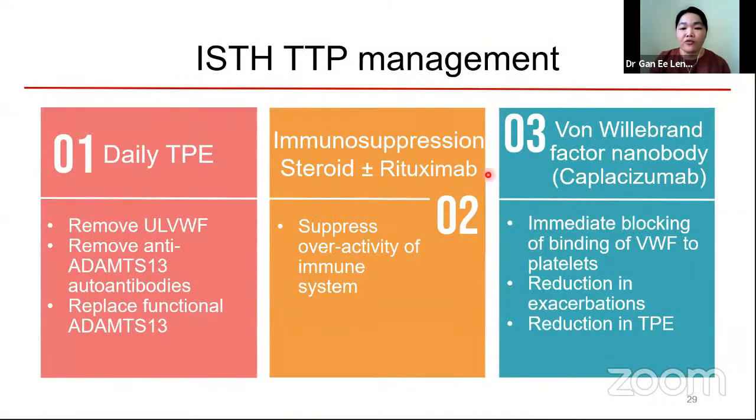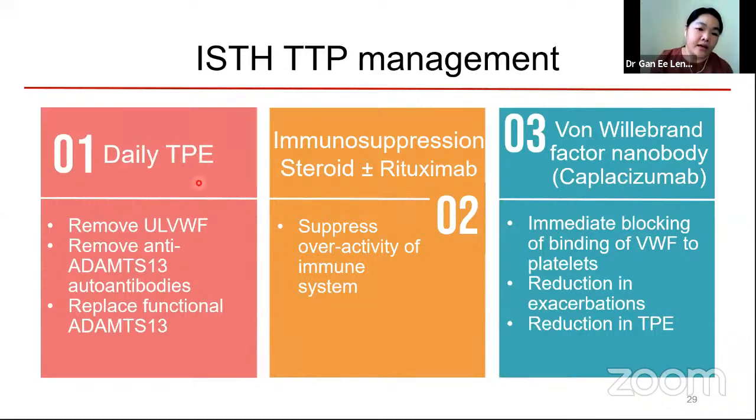The 3 main pillars for TTP management, we can't run away from: daily TPE, which is therapeutic plasma exchange; we need immunosuppression; and we need a new medication called caplacizumab.